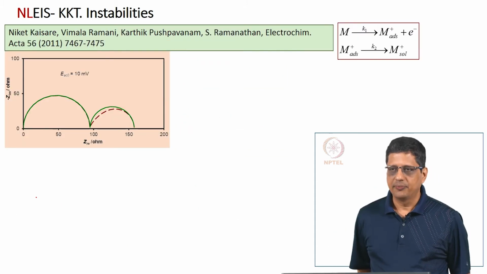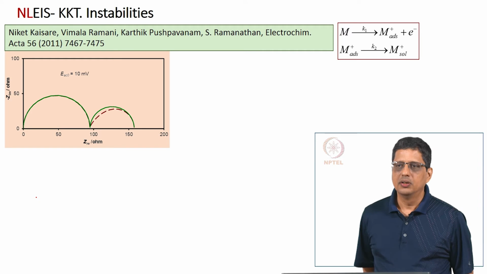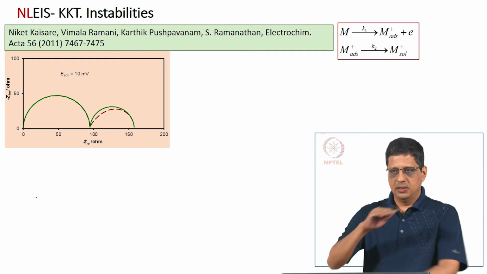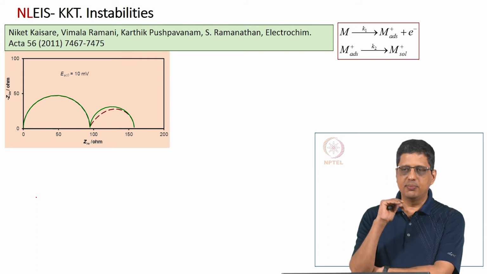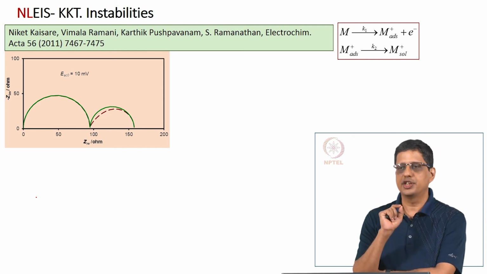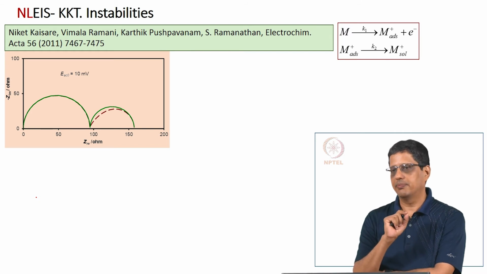Next, normally when we say that system is stable, what we mean is the following. We have a DC potential, we apply an AC potential. If we stop the perturbation and wait for some time, the system should come back to the original condition, then we would call that a stable system.